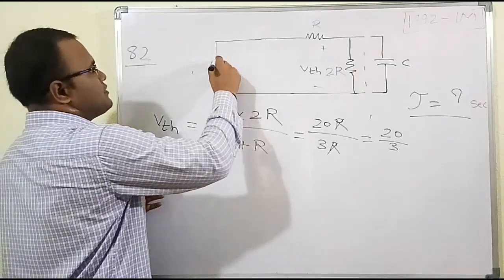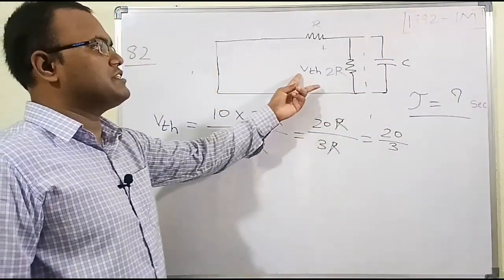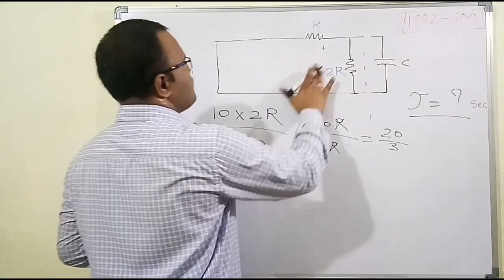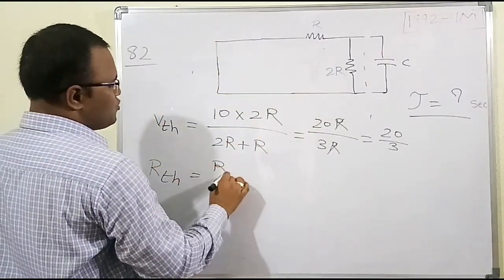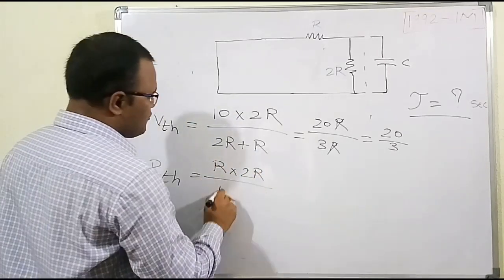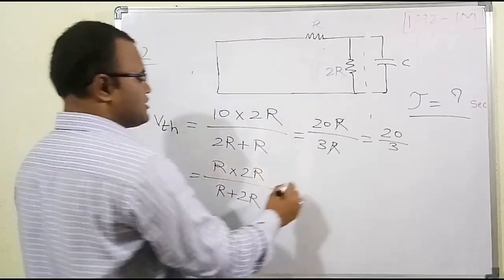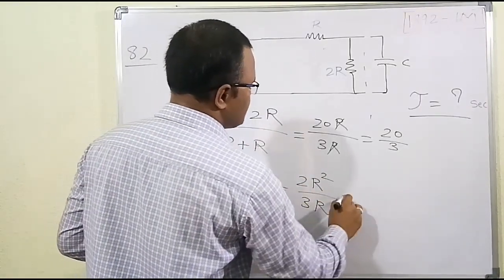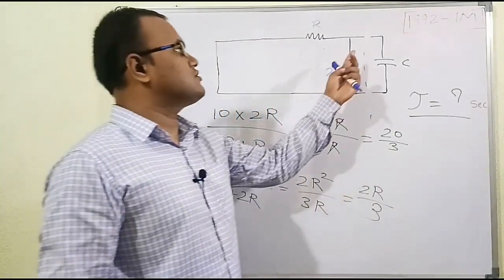By short circuiting, if you see carefully across these terminals, R and 2R are in parallel combination. So we can simply write RTH is equal to R into 2R. For a parallel combination it is R1 into R2 by R1 plus R2. So R into 2R by R plus 2R is equal to 2R square by 3R. If you do the simplification, it becomes 2R by 3. 2R by 3 is the net Thevenin resistance across the terminals.